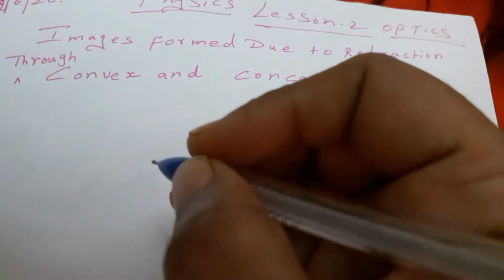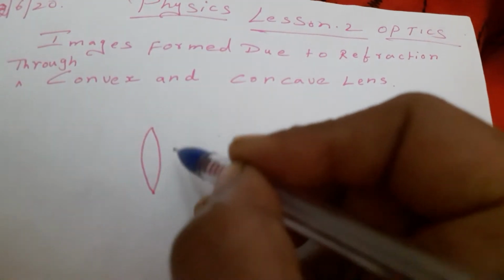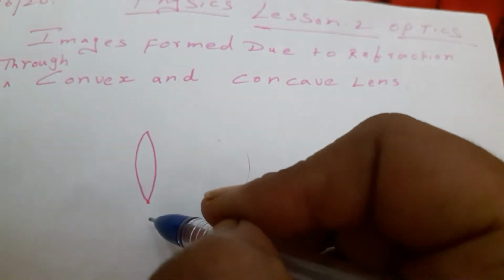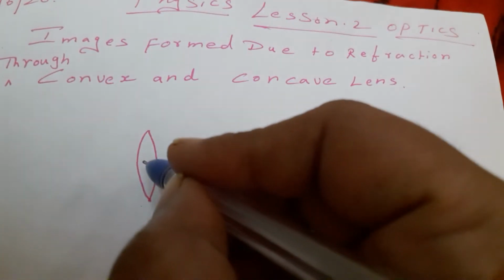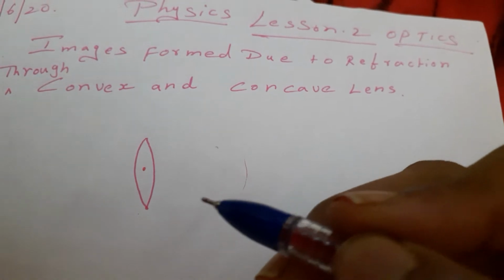First I'll be drawing the convex lens. This is your convex lens. This convex lens is a part of two spheres where they are joined. So the center part is your convex lens. In this, if you draw a horizontal line and a vertical line, there will be a center. This is called the optic center. The dot which I kept is called the optic center.